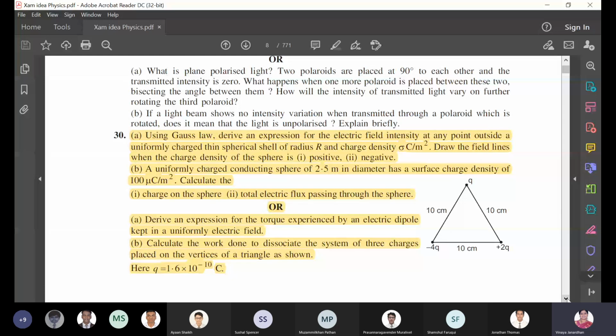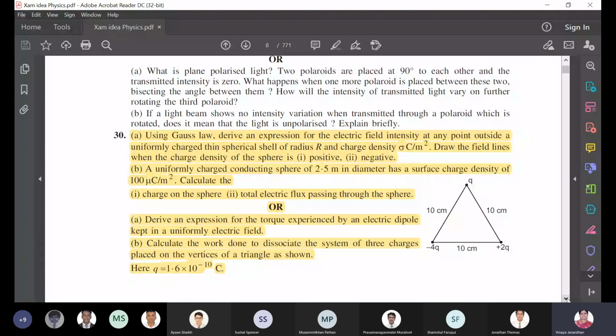Now look at this, boys. Using Gauss's theorem, we are finding the electric field intensity at a point outside a uniformly charged spherical shell. Might be that goes as 2 marks. Then the drawing might be 2 marks. So 2 plus 2, 4. Then you can see the numerical there? So you'll have a numerical based on that. So this is how a 5-mark question appears.